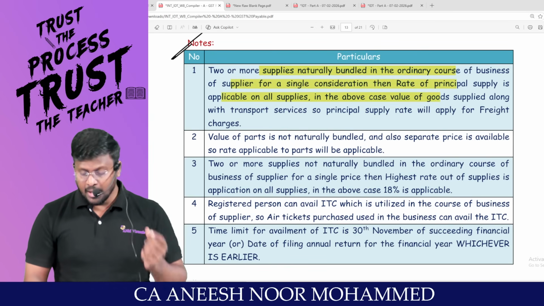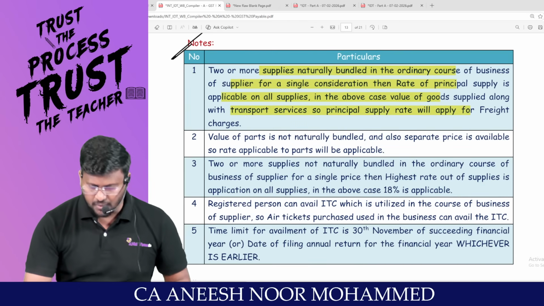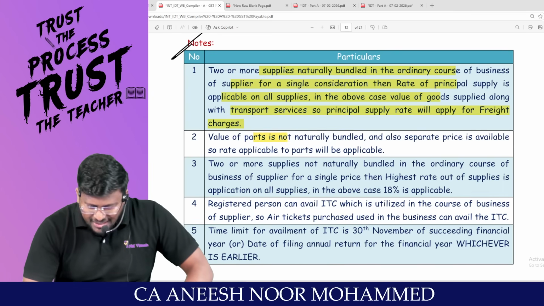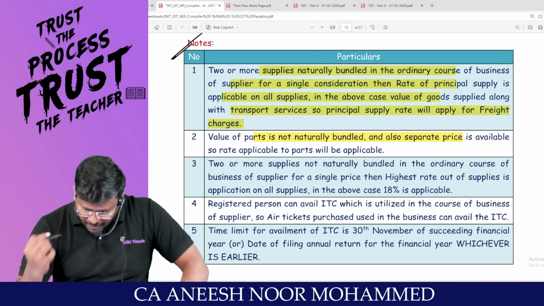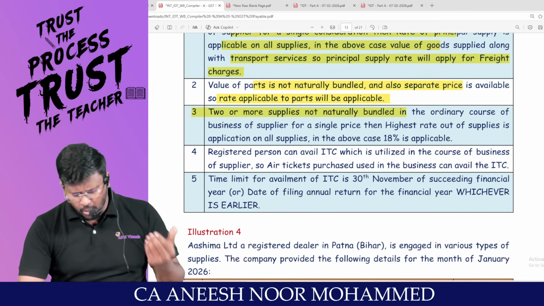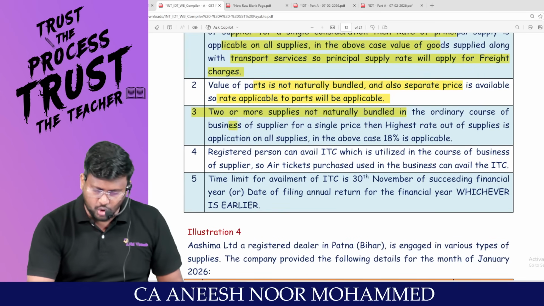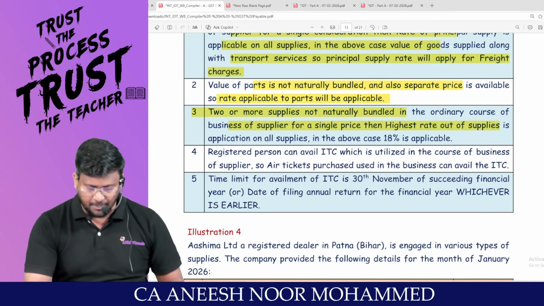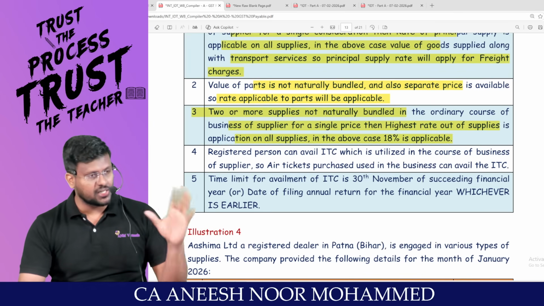In the above case, value of goods supplied along with transport service. So the principal supply rate will be applied for the transport charges also. Value of a part which is not naturally bundled and also has a separate price available, so the rate applicable to that part will be applicable. If two or more supplies are not naturally bundled in the ordinary course of business of the supplier for a single price, then the highest rate out of the supplies is applicable on all supplies. In the cases above, 18% is applicable.